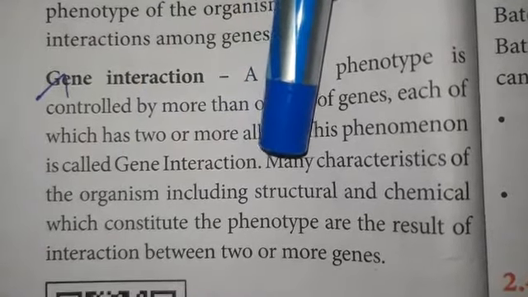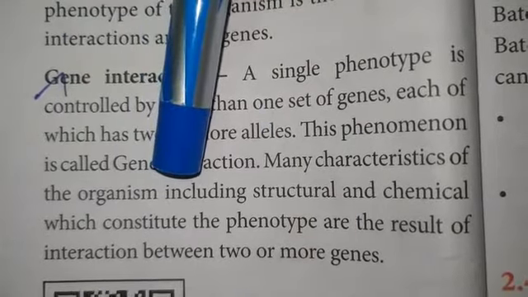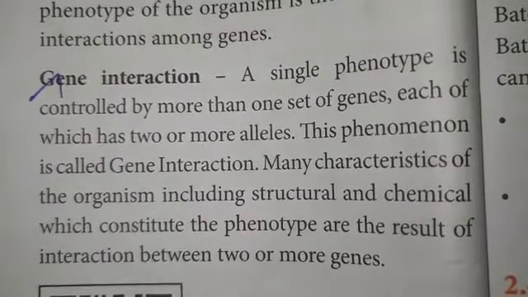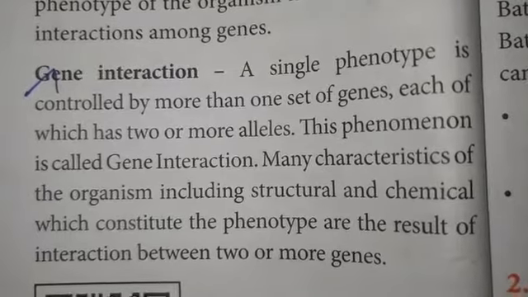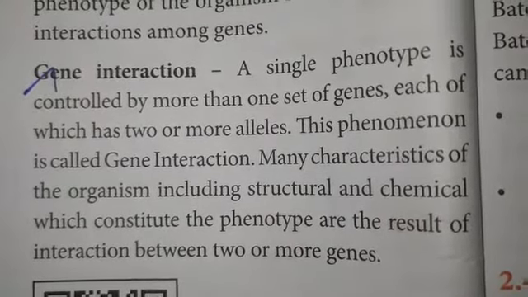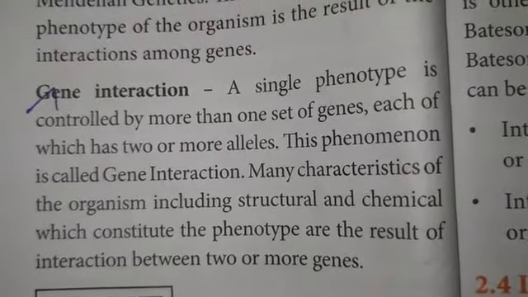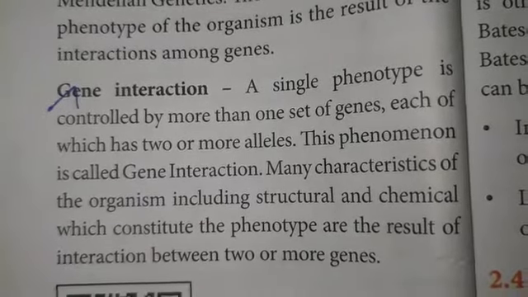Many characteristics of the organism, including structural and chemical, which constitute the phenotype, are the result of interaction between two or more genes. So when the structure and chemical nature of an organism are controlled by two or more genes, it is called gene interaction.